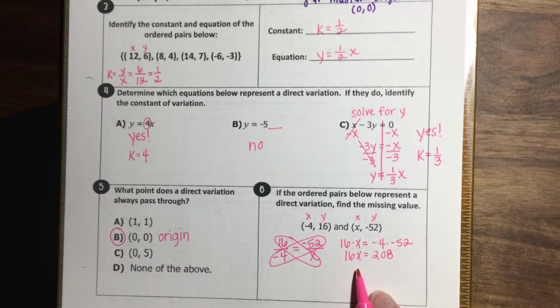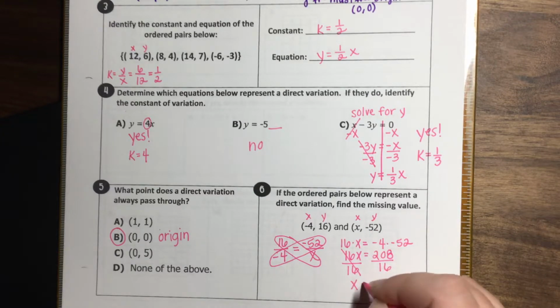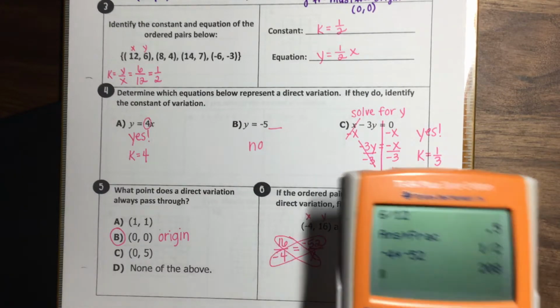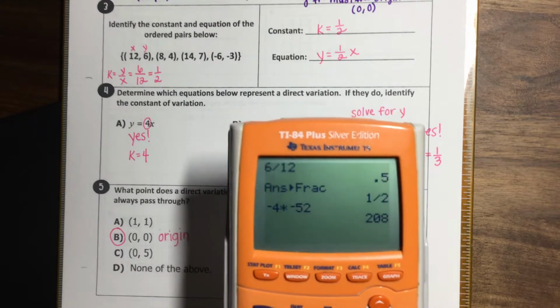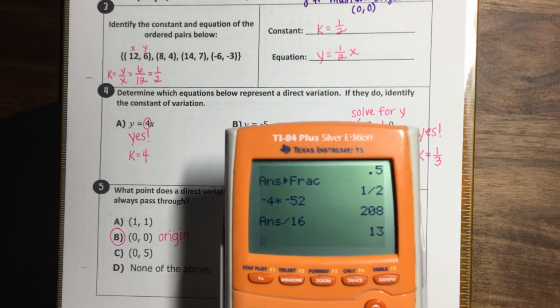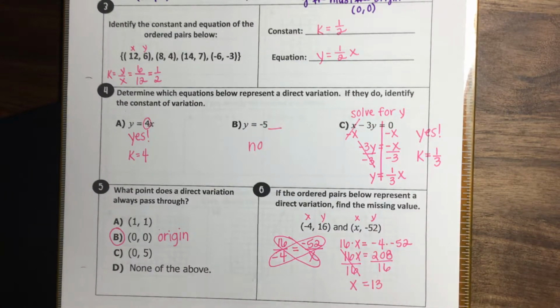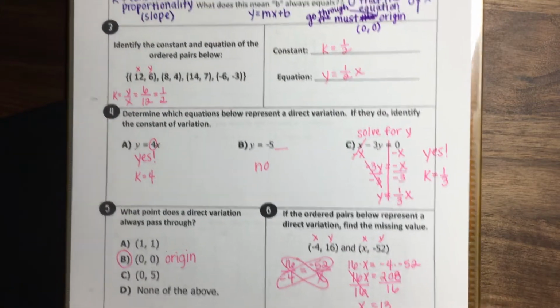I know I'm solving for x, so I have 16 times x, so I divide each side by 16. That cancels, so x is now going to be equal to 208 divided by 16, which gives me 13. So my missing value is going to be 13. So x is going to equal 13. All right, so that is that whole entire first page.